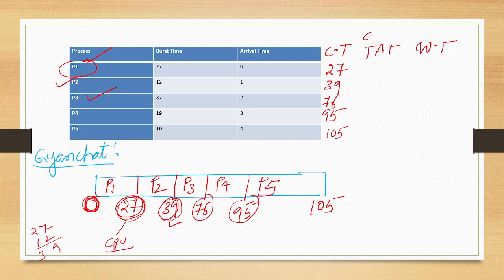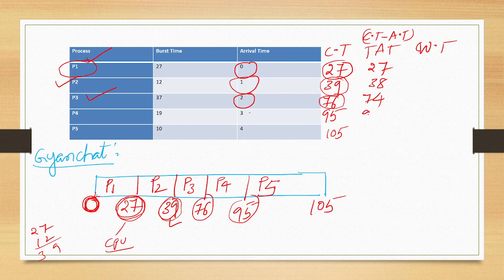Now, what is turnaround time? Completion time minus arrival time. Completion time of P1 is 27 and arrival time is 0. 27 minus 0 is 27. And completion time of P2 is 39 and arrival time is 1. 39 minus 1, 38. Completion time of P3 is 76 and arrival time is 2. 76 minus 2, 74. And completion time of P4, 95 minus 3, 92. P5, 105 minus 4, 101.